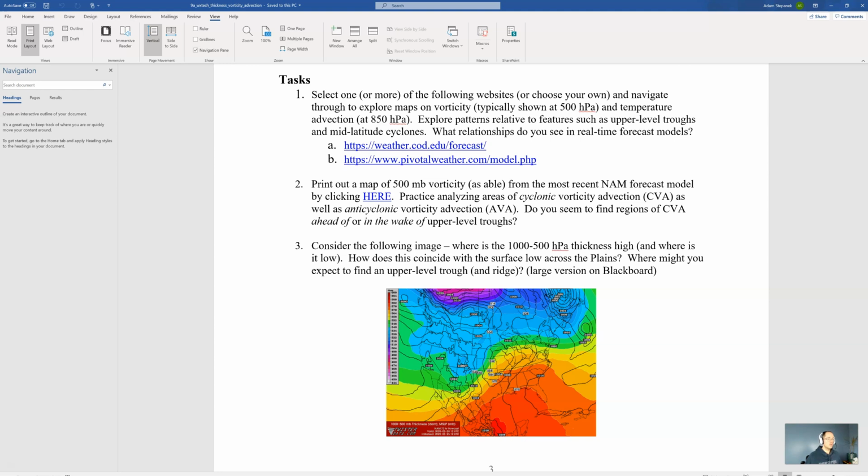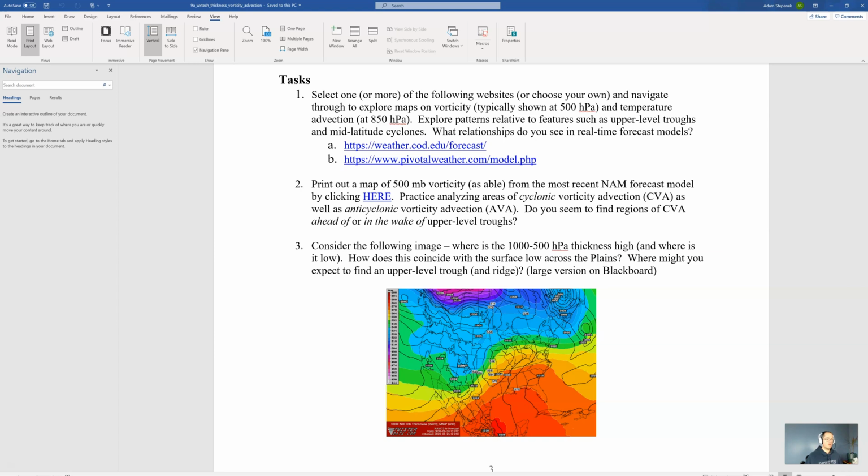Number two, we have a map available on Blackboard where you can pull up 800 or 500 millibar vorticity, and I encourage you to just simply print one out as able and start to analyze where are we seeing cyclonic vorticity advection, anticyclonic vorticity advection, and start to think about where do we see those in conjunction with our troughs. Do we find more CVA ahead of or behind an upper level trough?